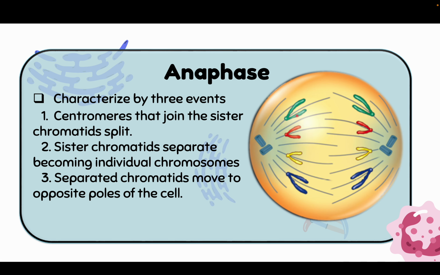Then anaphase is characterized by three events. First, centromeres that join the sister chromatids will split, right? Then sister chromatids will separate. They will become individual chromosomes later on in each of the two progeny cells. And separated chromatids will move to the opposite poles of the cell. So usually it looks like this illustration here.